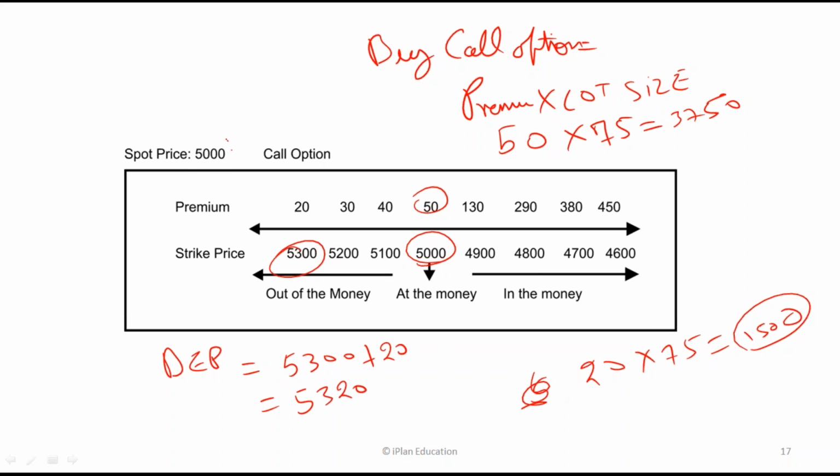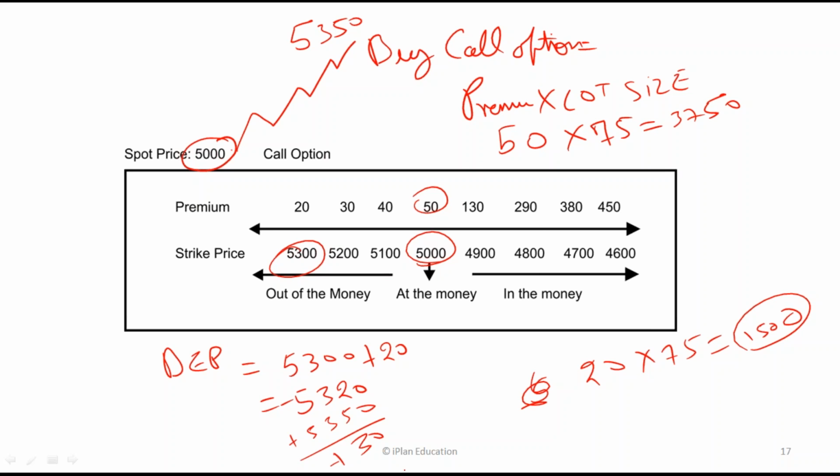So if the spot price, the current market price of this index, which is currently 5,000, goes up, let's say to 5,350, in that situation you will make money. How much? The strike price is 5,300, the market went to 5,350. So the difference here is 30 rupees, which is your profit.